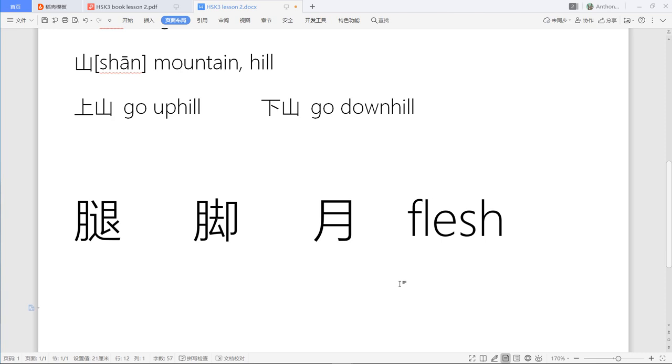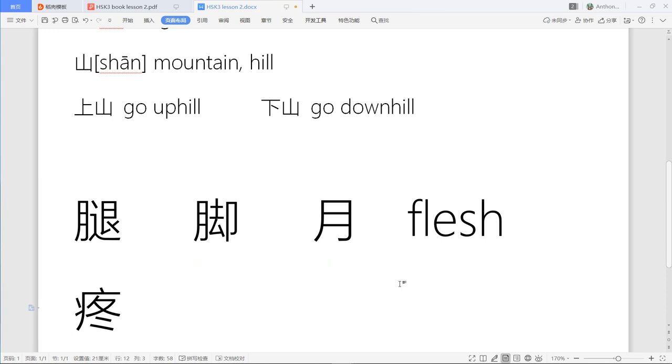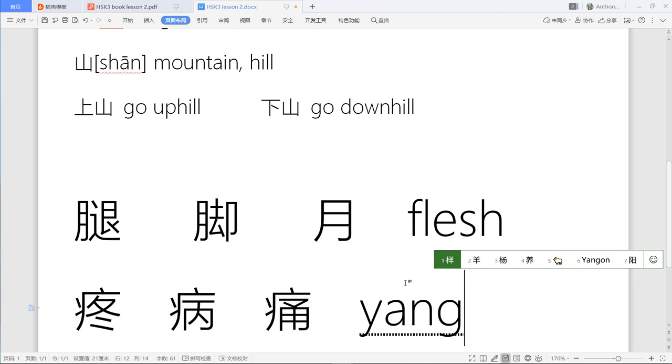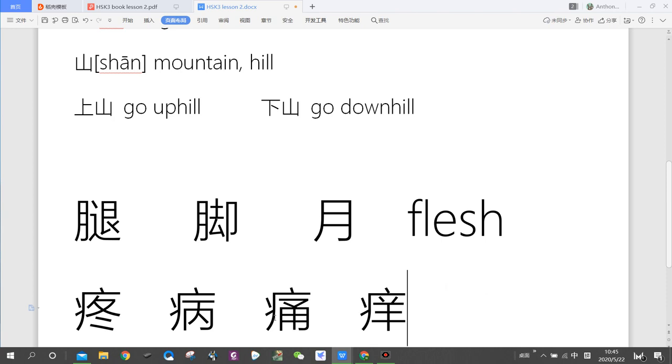And the second one is the character 疼. Sorry, 疼 is T-E-N-G, 疼. Yeah, it's the first one. And I will also type some vocabulary. So for example, we say 病, and we can say 痛. Maybe yang, yeah. Can you see these four characters? Do they have a similar part? Yeah, they have the part. I can't type this here, but maybe I can use some dictionary to help.